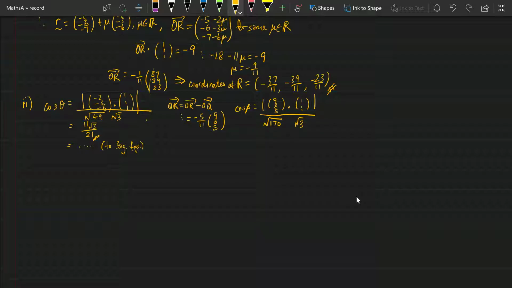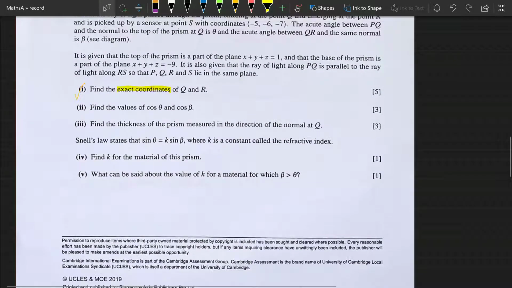Your final answer will be, let's see, 22 square root 510 over 510, which if you really want to be specific, is 11 square root 510 over 255, yes. Again, a three significant figures answer will be fine, but it's up to you. So again, these 3 marks, we are done.